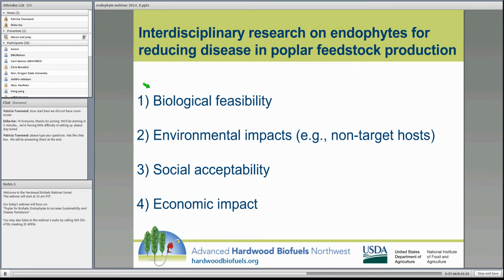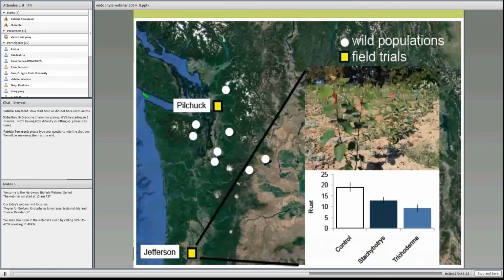So we know now that there are different endophytes that appear to reduce disease in a greenhouse setting. And then the next question is, can we also see these types of interactions in a plantation, where there are biotic and abiotic factors that are more variable?